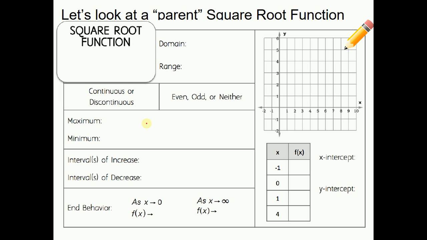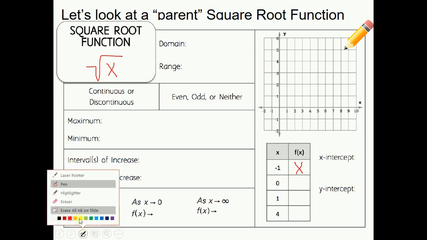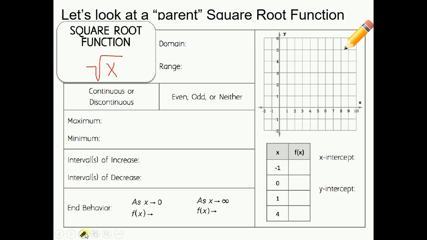Now, grab out your parent square root paper that I gave you in class. So the square root function is going to look something like the square root of x. Let's first fill out some information about it. So we're going to fill out our table here. The square root of -1, right? If I plug in -1, well, that's going to be an i, right? So there is no answer for that. NA, X, whatever you want to write there. I'm going to write NA. So it's not applicable.